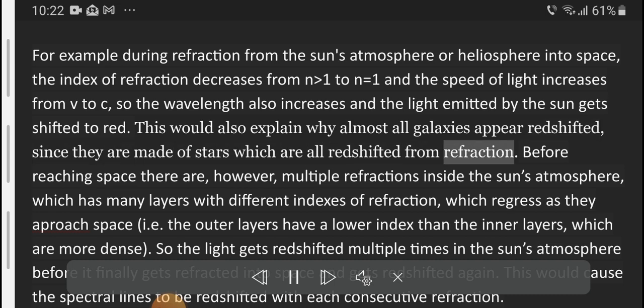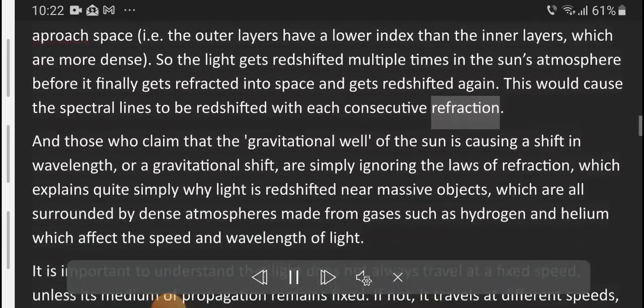Before reaching space there are, however, multiple refractions inside the sun's atmosphere, which has many layers with different indexes of refraction, which regress as they approach space, i.e. the outer layers have a lower index than the inner layers, which are more dense. So the light gets redshifted multiple times in the sun's atmosphere before it finally gets refracted into space and gets redshifted again. This would cause the spectral lines to be redshifted with each consecutive refraction.